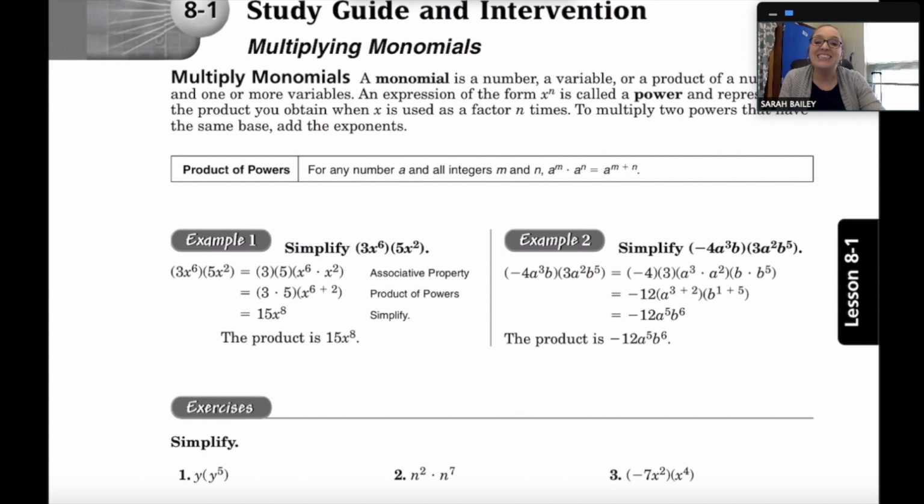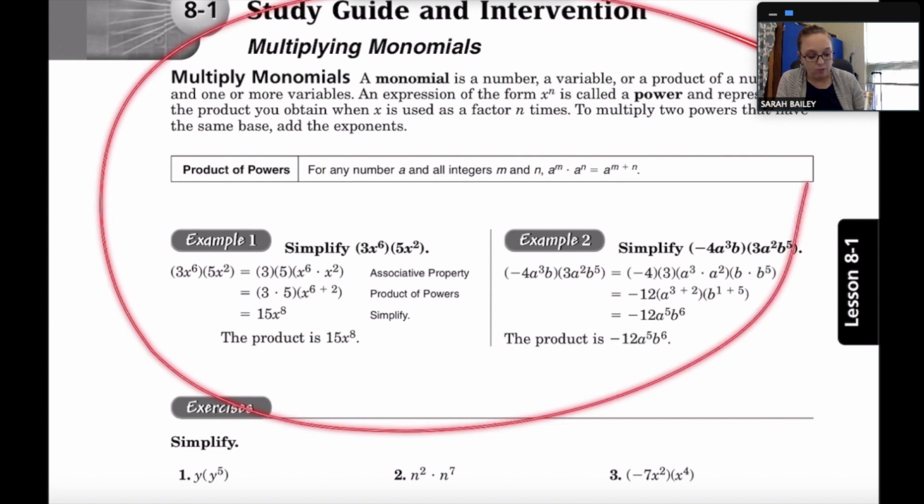Hi. In today's lesson, you guys are going to work on multiplying monomials. So really, this is just an extension of the other exponent rules. The only difference is this lesson, we're going to start introducing variables. So really quickly, I want you to pause the video and read through this information that I have circled.